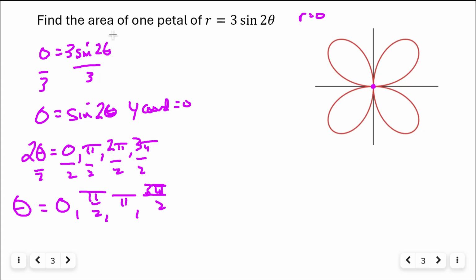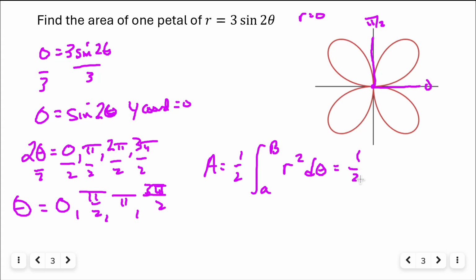Now, the question is, how would I find the area of one petal? So to find the area of one petal, there are multiple ways to do this, and that's what I want you to understand. This is not a one-step deal. There's multiple ways to come up with the answer. So the easiest way to do it is to find the area of this first petal here, which I could do pretty easy. If I start at theta equals 0, and stop at theta equals pi over 2, I could find the area by taking 1/2 the integral from alpha to beta r squared d theta.